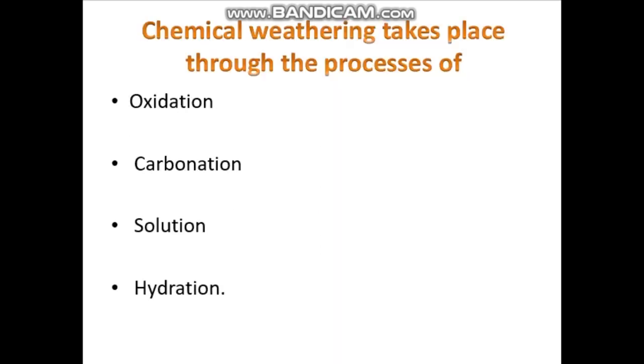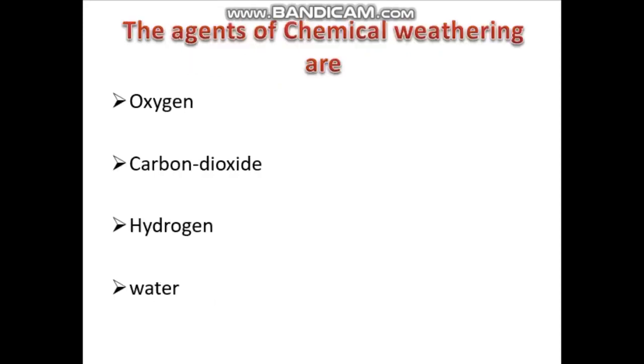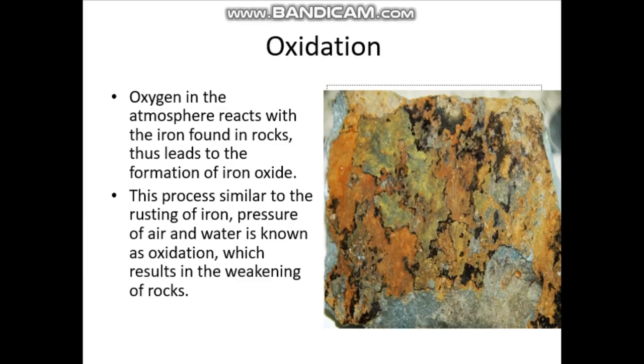Next, chemical weathering takes place through four types of processes. They are oxidation, carbonation, solution and hydration. So, what are the agents of chemical weathering? The agents of chemical weathering are oxygen, carbon dioxide, hydrogen and water.